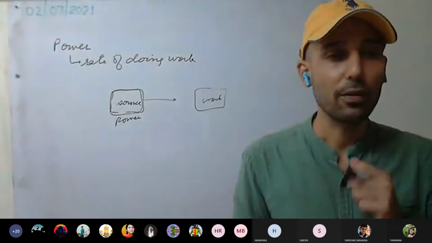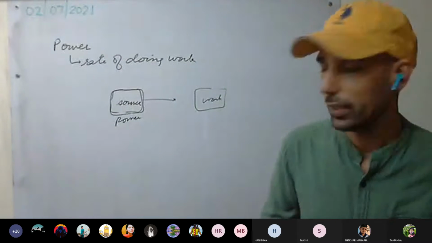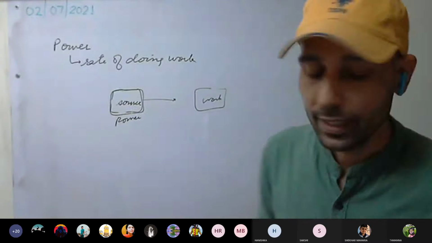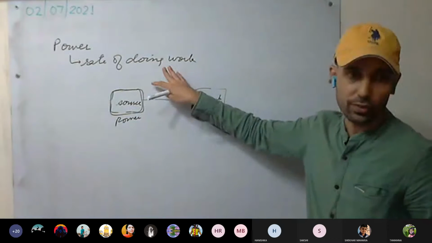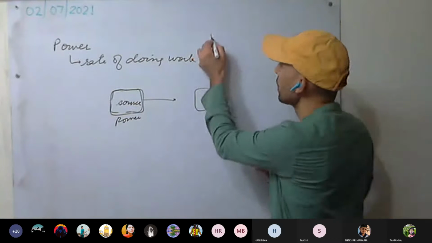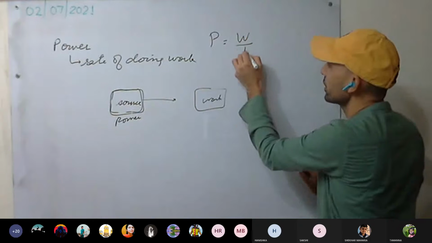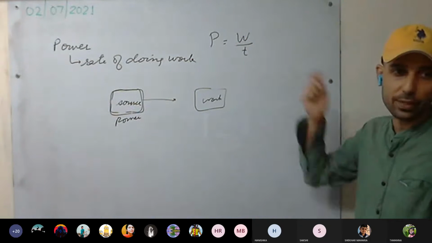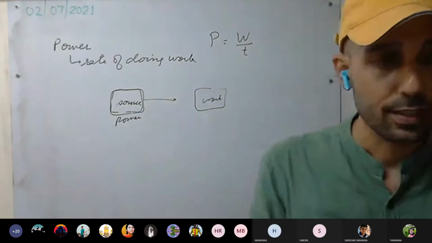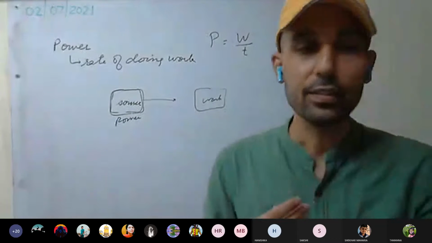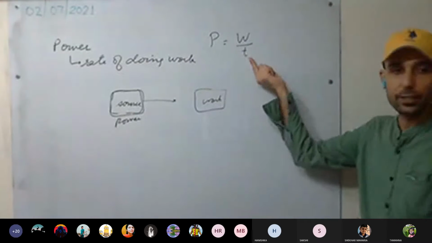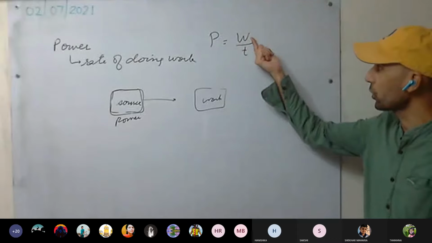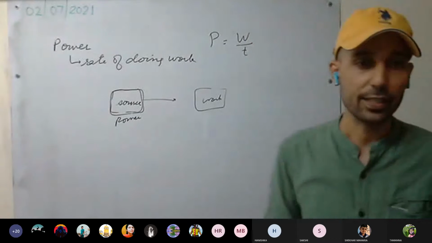Okay, that will be the power spent by the source. This is clear. Power is nothing but the rate of doing work. Rate of doing work means power equals work done per second. Power is the work done per time. How much work is being done and how much time is being taken to do the work, the ratio will give us power. Power is the amount of work done per unit second.